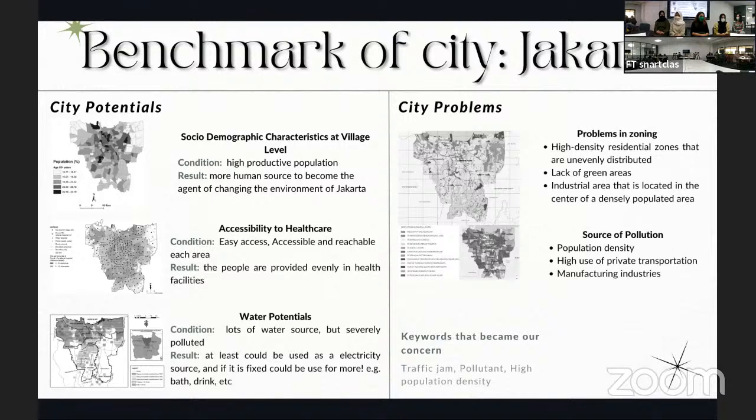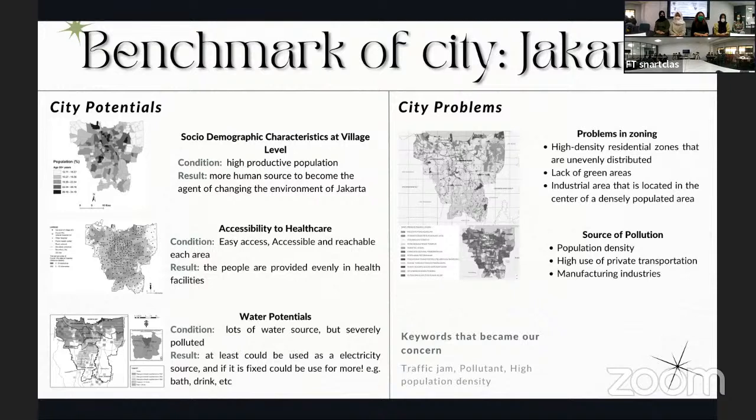The second one is about how accessible it is to reach many facilities in Jakarta, especially the healthcare facilities, which we know how important it is during this pandemic era. And the third one is the water potential. Jakarta has a lot of water sources like rivers, which, if we can use and maintain them, could be used as an electricity source, and if we fix them, they could be more useful too.